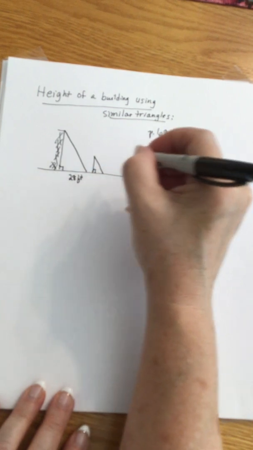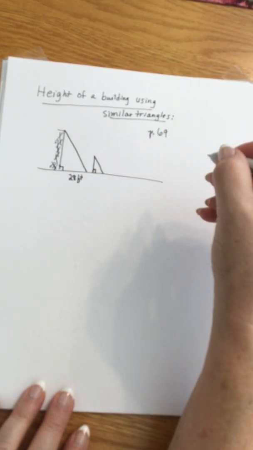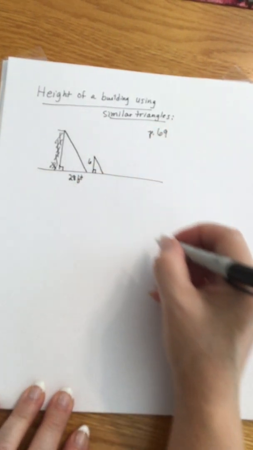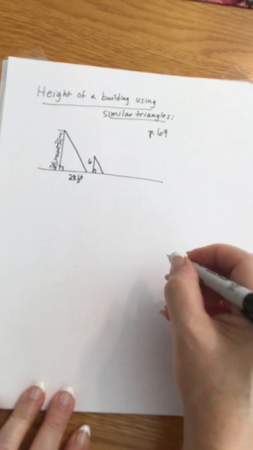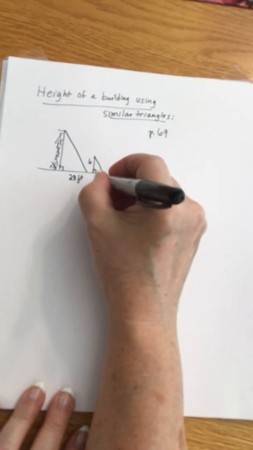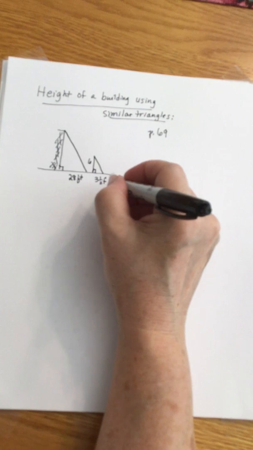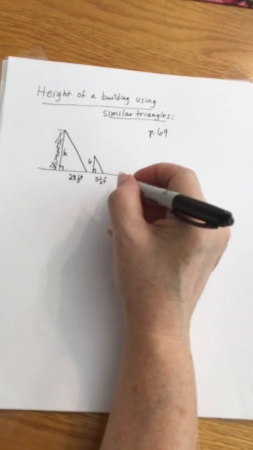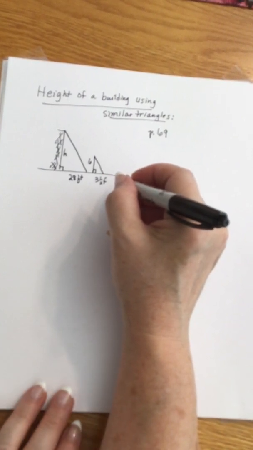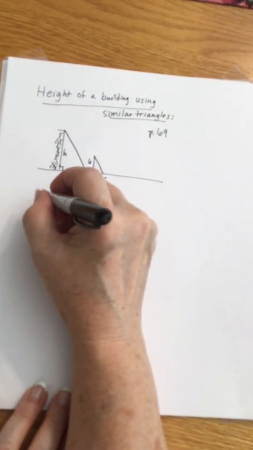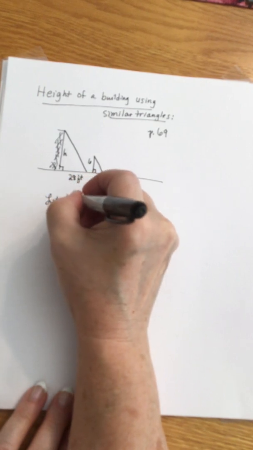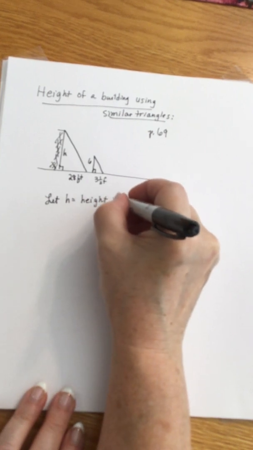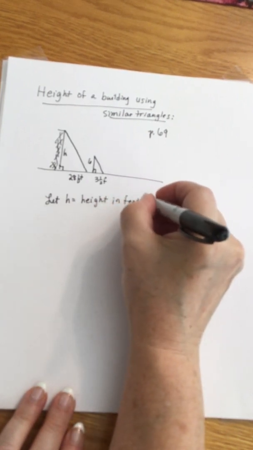So over here, he says that he is 6 feet tall. So this is going to be 6 feet. And his shadow is 3.5 feet long. So this is 3.5 feet. And we're trying to find the height of the building. So we've drawn the picture, we've read the problem. So the next thing we want to do is label the variables. So let H equal height in feet of the building.